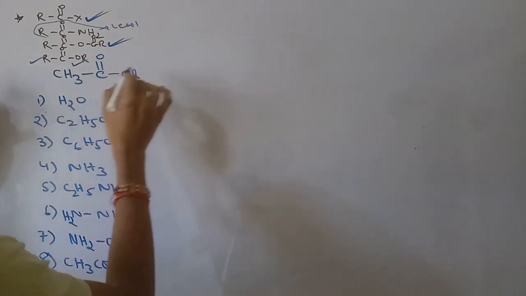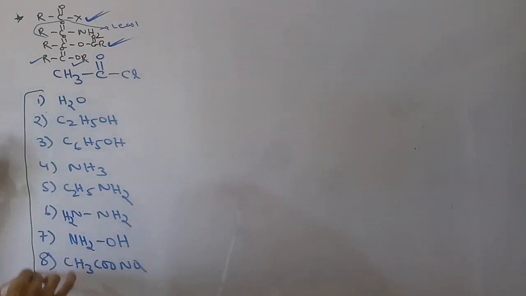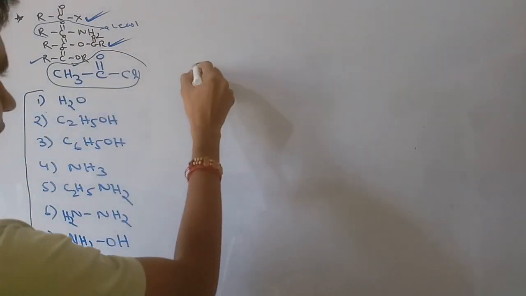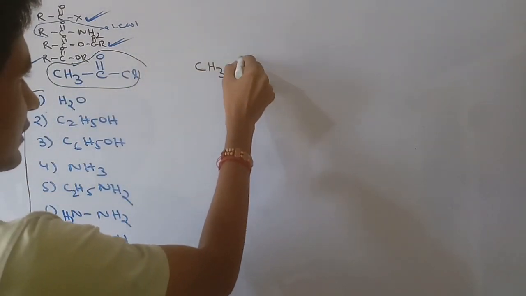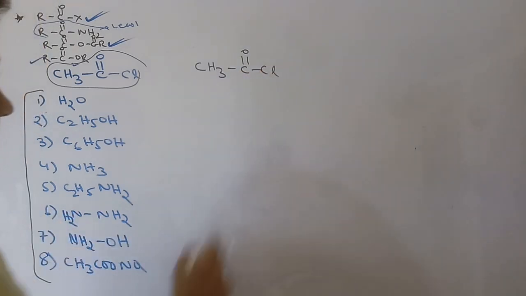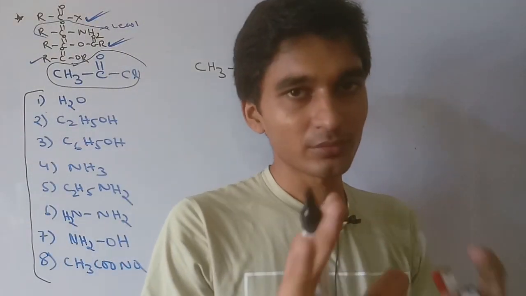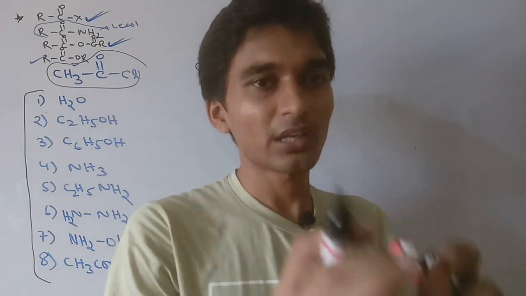The question is basic, these are the reagents 1 to 8, and this is your reactant CH3 C double bond O Cl. I am again writing here CH3 C double bond O Cl. First you have to find out how you will proceed for a question. How you will proceed for a question I am going to explain.